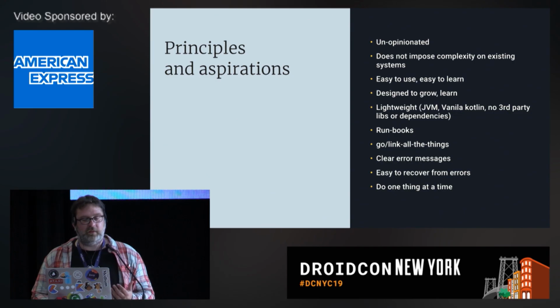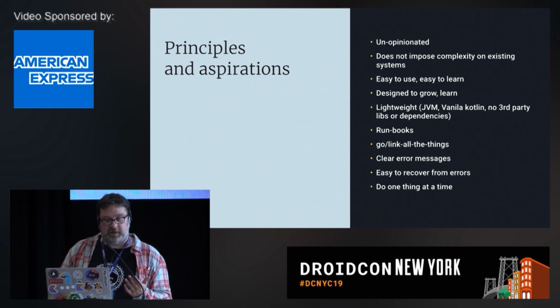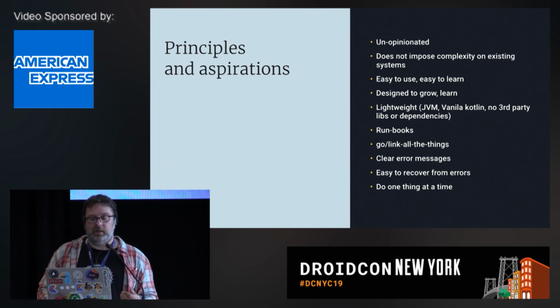So when we were building this, we had some guiding principles and aspirations. We wanted it to be unopinionated. We did not want to impose complexity on existing systems. We wanted it to be easy to use and easy to learn. We wanted it to be designed to grow and designed to learn. We wanted it to be lightweight. So this is just running on the JVM. It's vanilla Kotlin. There are no third-party libraries or dependencies except for that Ktor, which was just sort of an add-on.